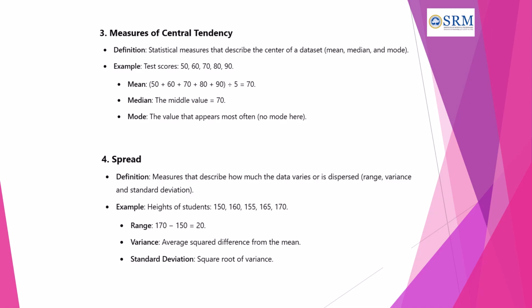Spread. The spread tells us how much the data varies or how spread out the values are. The range is the difference between the highest and lowest values. Variance tells us how far each number is from the mean on average but squared, and standard deviation is the square root of variance, showing how spread out the data is in the same units as the original values. For example, in the heights 150, 160, 155, 165, 170, the range is 20. These measures help us understand if the data points are closely packed or widely scattered.